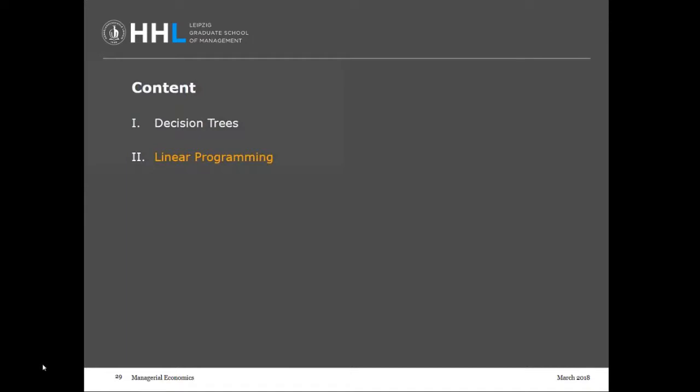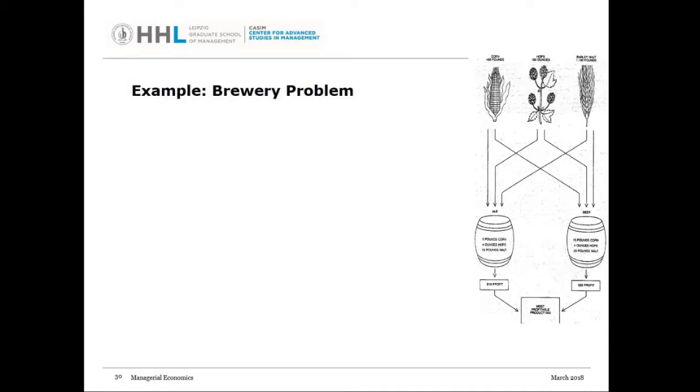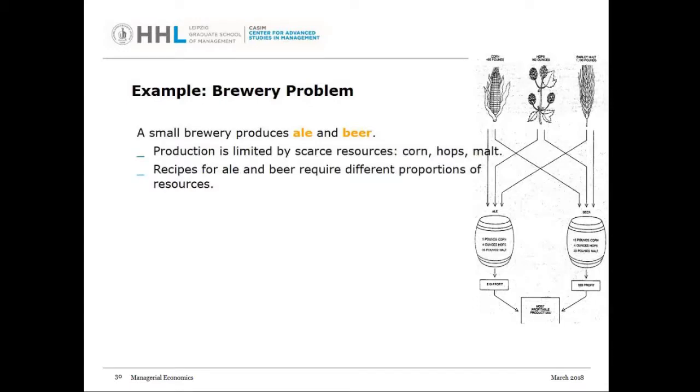So the second part that is interesting is the linear programming that you could use in solving problems. Actually, we talk about problems that are big in the sense of many alternatives, and you cannot simply select one particular alternative. So here I have prepared an example, a brewery problem, and a brewery is producing two sorts of drinks, ale and beer.